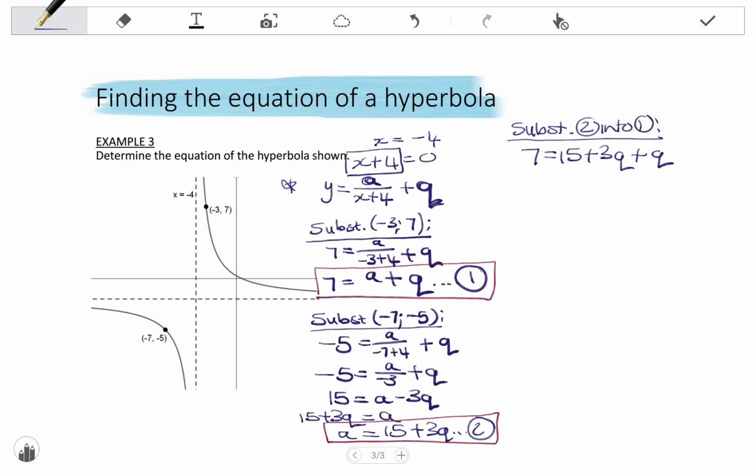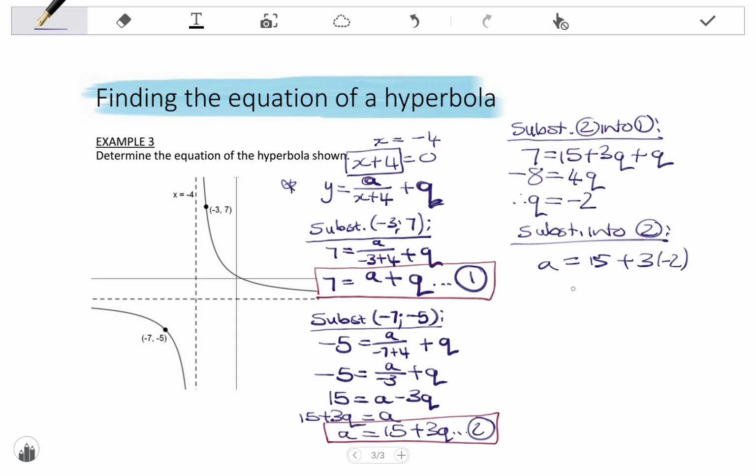7 minus 15 is negative 8. 3q plus q is 4q. Divide by 4, and we have that q is equal to negative 2. Okay, now I can substitute the q value into either one of the equations to solve for a. And I'm going to choose the second equation because this one has a as the subject of the formula. So, substitute into 2, and we have a equals 15 plus 3 times q, which we found to be negative 2. So that gives me a equals 15 minus 6, which is 9.